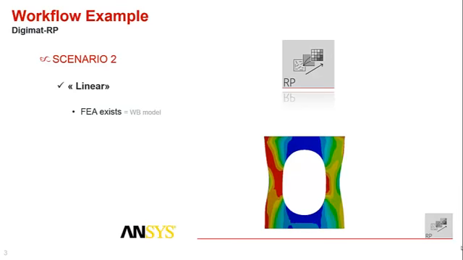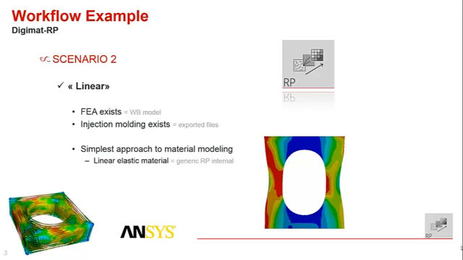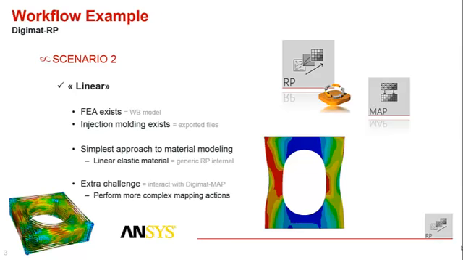input already exists. In this case, we will start from ANSYS Workbench environment. We assume that an injection molding simulation has previously been run, so we rely on a set of exported files here. We go with the simplest approach to material modeling, which would be linear elastic material as provided internally in Digimat RP in a generic fashion. But we will add some extra challenge, meaning that it will be complex to map the microstructure information from the injection molding mesh onto the structural analysis.